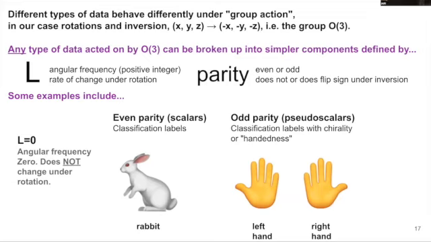Now its mirrored twin, if you will, is a pseudoscalar, something with odd parity. This would be like I'm classifying hands, but I'm specifically classifying that this is a right hand. And if I invert my coordinate system, it's going to turn into a left hand. So this is a pseudoscalar quantity. So in the same way of handedness in particle physics.